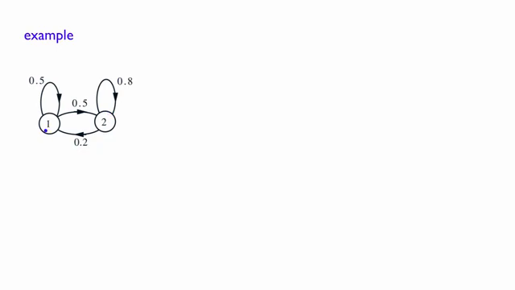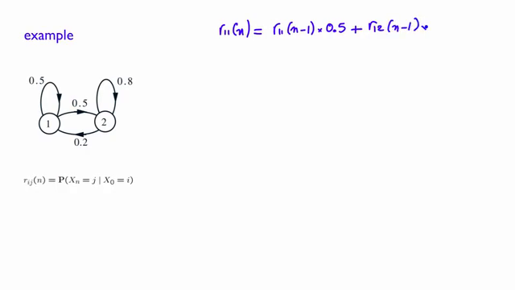Now, suppose that you start in state 1, and you would like to calculate the probability of being in state 1 after n transitions, or after n steps. With our notation here, this is R11 of n. That probability can happen in two ways. After n minus 1 steps, you end up in state 1, and then for the last transition, you stay in state 1, or after the first n minus 1 transitions, you end up in state 2, and then you transition back to state 1.